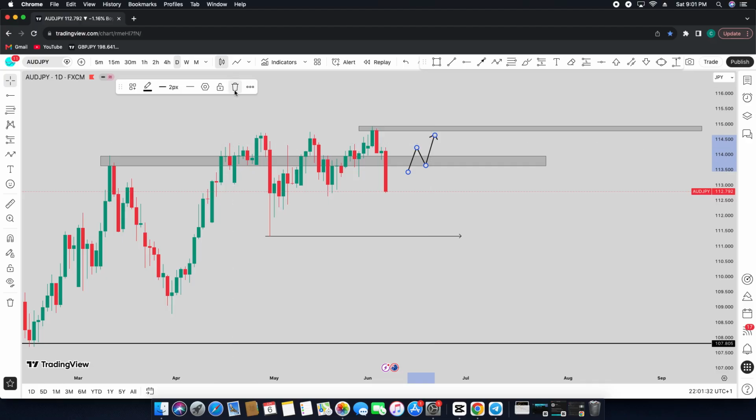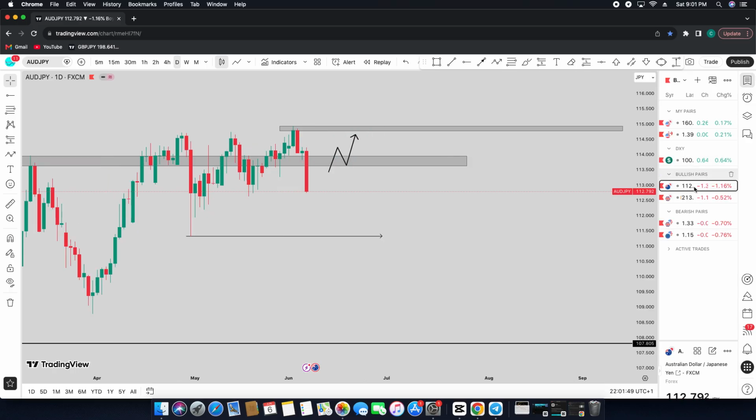That depends on my own strategy that I trade. So if you trade a different strategy, you should be looking for reasons to start taking buys. As long as we are still trading above this support level, then we are still very much bullish on AUDJPY.